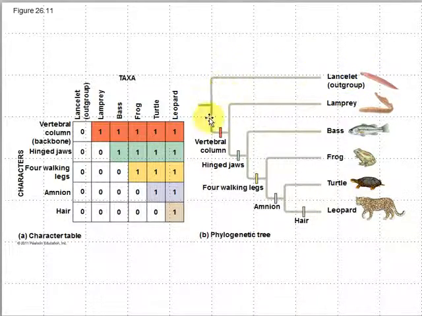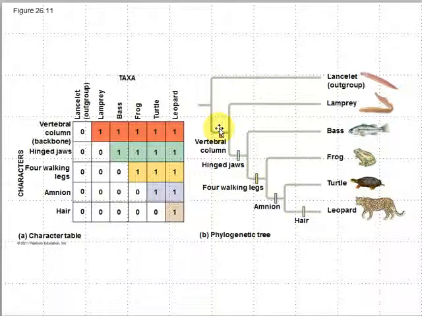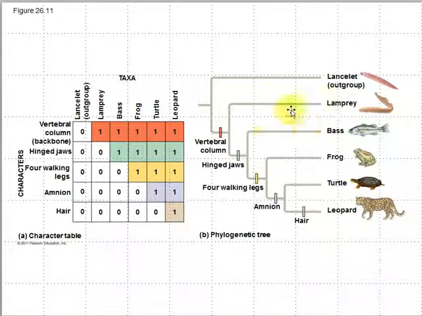And then we can start to look at other characters and we can get more and more clearly defined as we go. So all of these from the lamprey on down have a vertebral column. And then how about a hinged jaw? Where did the hinged jaws come into place? Well, that would be between the current bass and lamprey, the common ancestor at this point. So the lamprey doesn't have a hinged jaw, but all of these guys do.